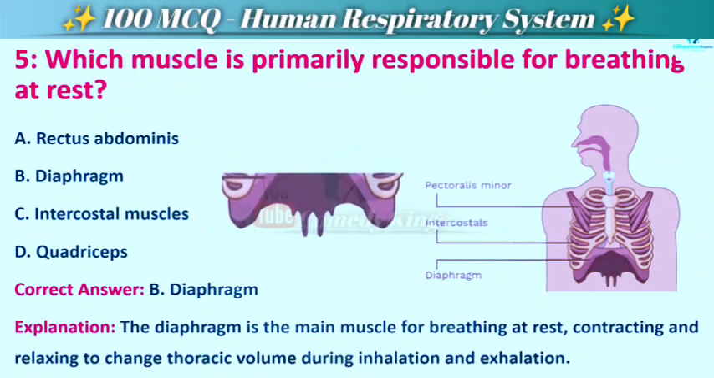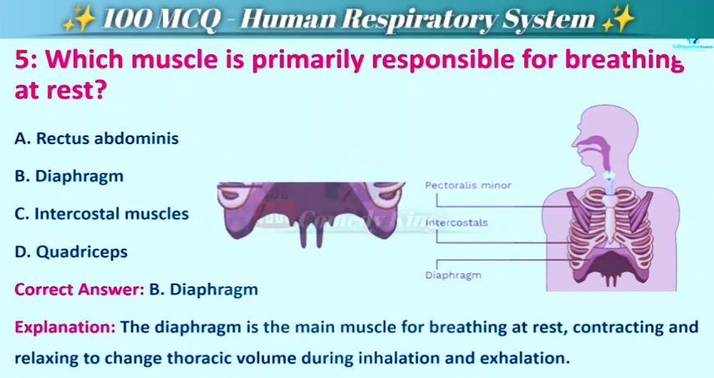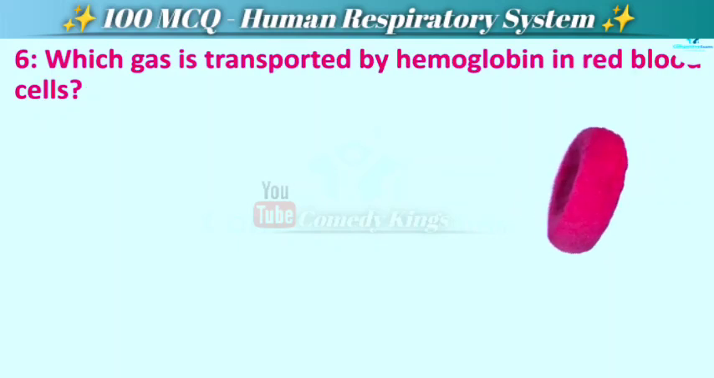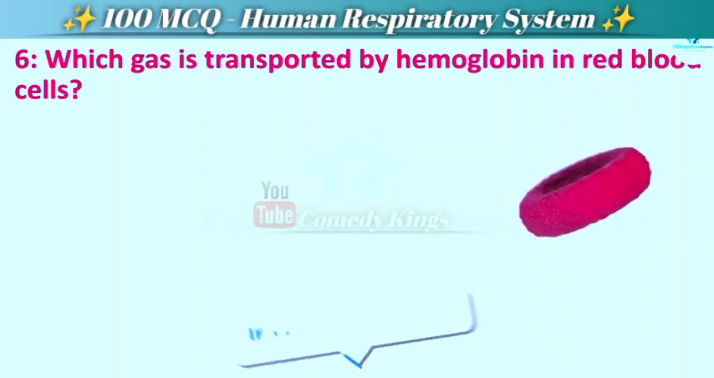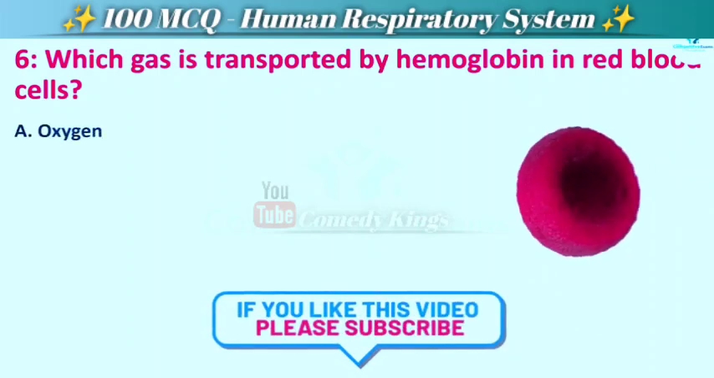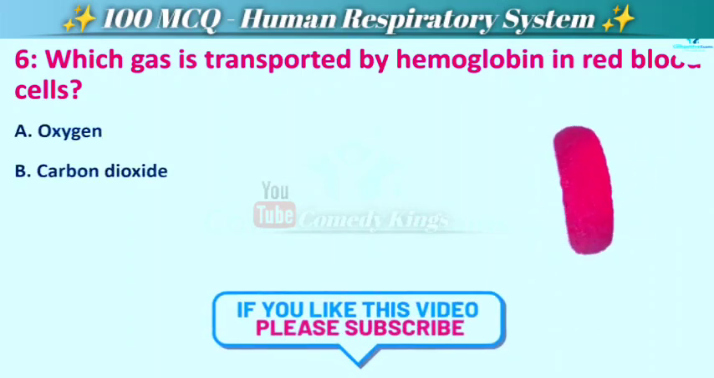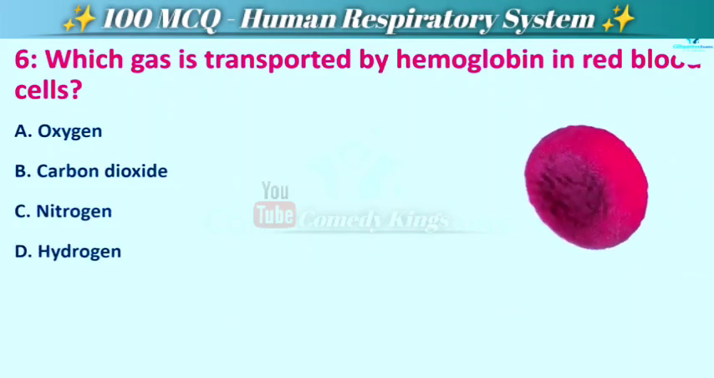The diaphragm is the main muscle for breathing at rest, contracting and relaxing to change volume during inhalation and exhalation. Question number 6. Which gas is transported by hemoglobin in red blood cells? Your options are oxygen, carbon dioxide, nitrogen, or hydrogen.